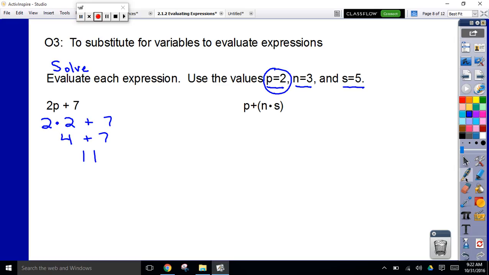Okay, next example has all 3 variables. We have p plus n times s, and there's a little dot in there. It wouldn't need to be there. I could also have just written ns.